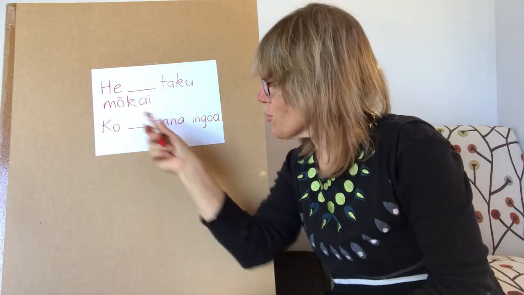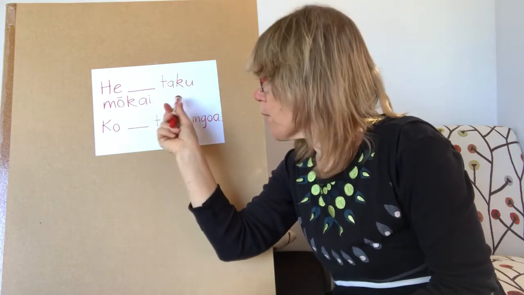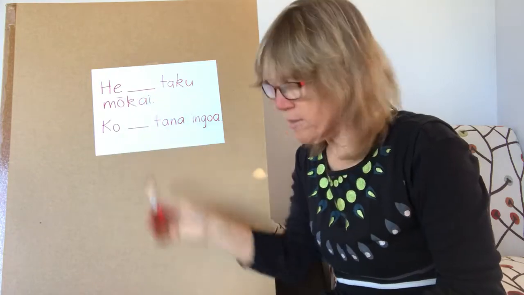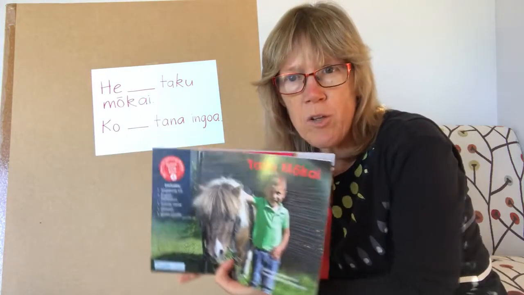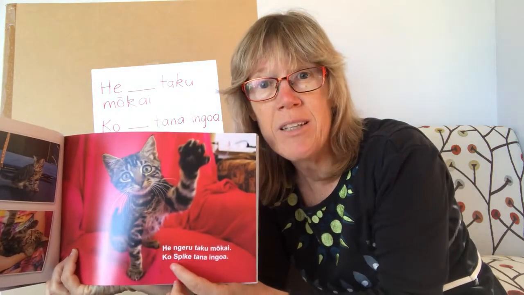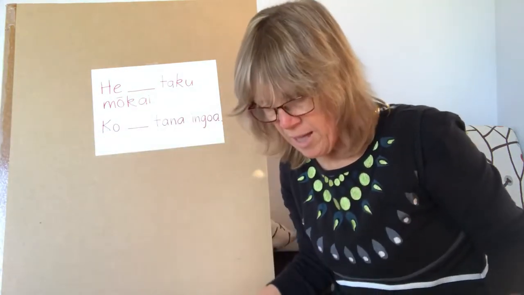Today I wanted to talk to you about some sentence structures that you can use to talk about pets. So this is actually from our book Taku Mōkai, My Pet, and the sentence structure on the page looks like this. He ngeru taku mōkai ko Spike tana ingoa. So that means my pet, taku mōkai, is a cat. His name is Spike. Okay, so that's the sentence structure through this book with lots of pets.